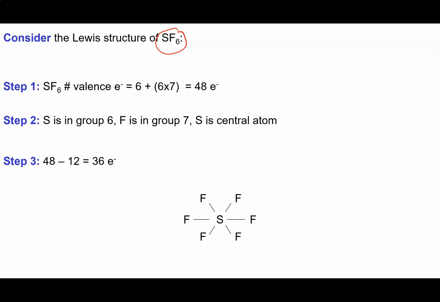Now we're going to look at this molecule here, SF6. Sulfur's in group 6 gives me 6 electrons, fluorine's in group 7, and we've got 6 of them. So you add all of that together and you get 48 electrons. Now, as sulfur is in group 6 and fluorine's in group 7, sulfur's going to go in the middle and all the fluorines are going to go on the outside. So to get the basic structure, we're going to use up 2, 4, 6, 8, 10, 12 of our electrons. So 48 minus 12 leaves me 36 electrons to finish everything off.